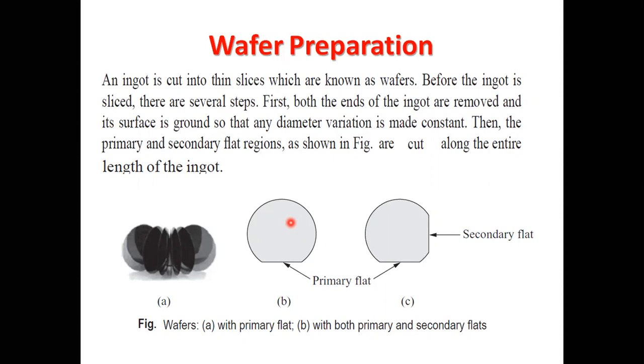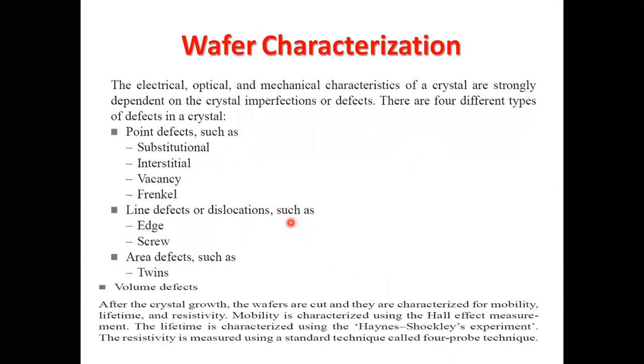Wafers are cut into such tiny slices with the help of a diamond tipped saw. You can understand how tiny they are. And what is the width? This width is very tiny. So let us move to the next slide.